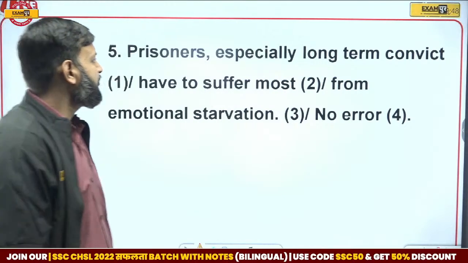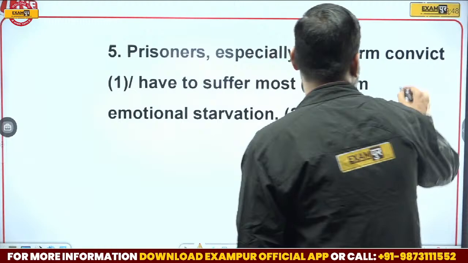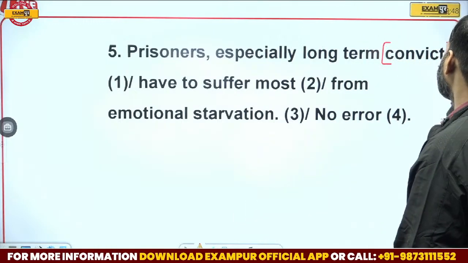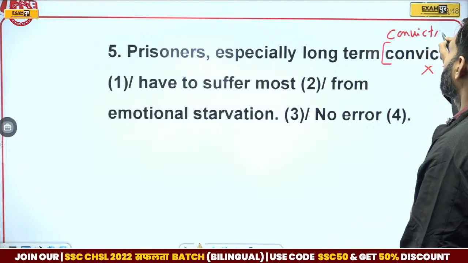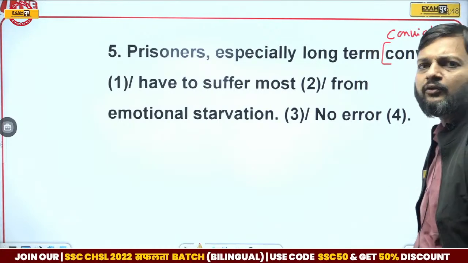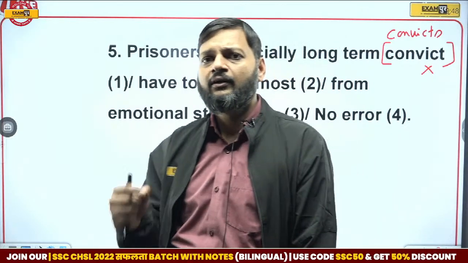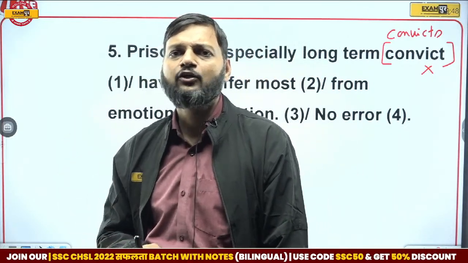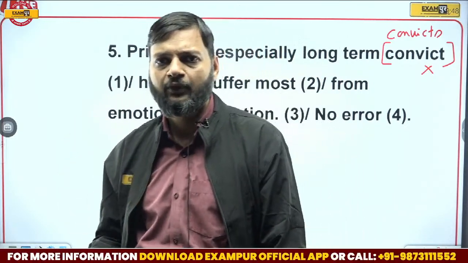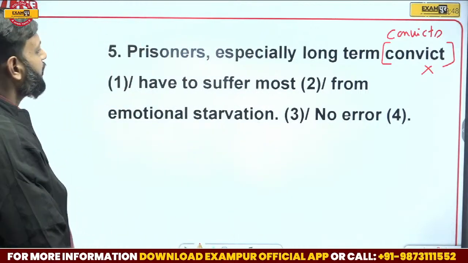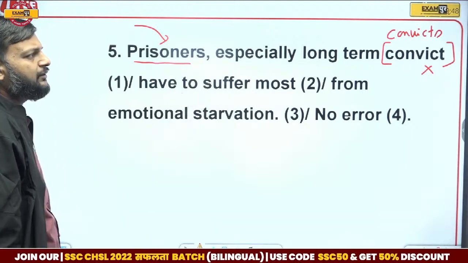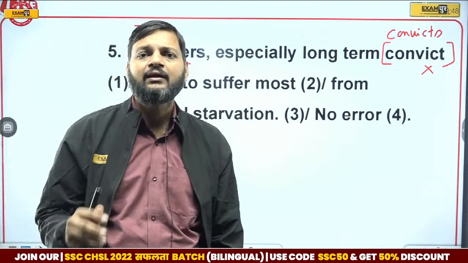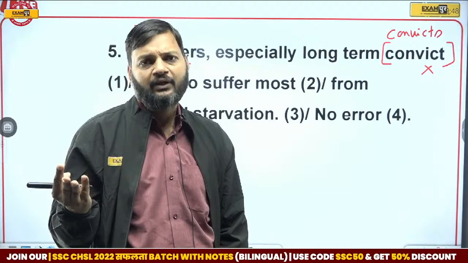See, prisoners, especially long term, here "convict" should not be singular. It should be "convicts," because we are not talking about any particular convict. We are talking about convicts in general. Here we are talking about prisoners, which is plural, and among the prisoners there may be more than one convict.